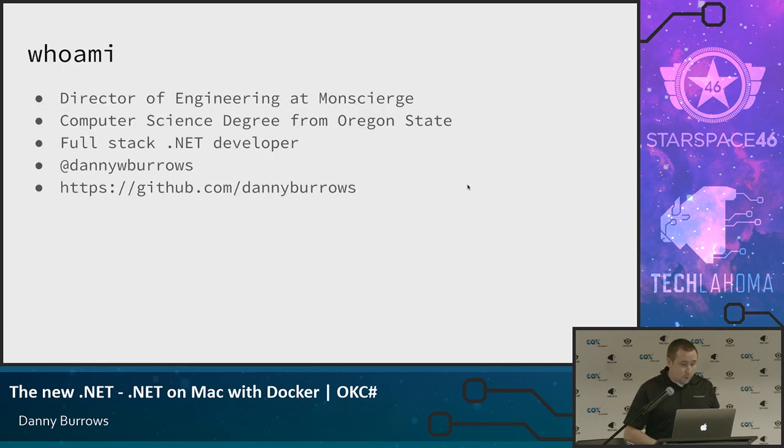First, a little bit about me. I'm the Director of Engineering at Concierge. Previous to that, I was a full-stack .NET developer. I still write code pretty often, but nowhere near as often as I used to. I have my CS degree from Oregon State. My Twitter handle is @DannyWBurrows. I don't tweet very often, but I will probably stalk you if you tweet at me, so just be warned. My GitHub, I've got some projects up on GitHub.